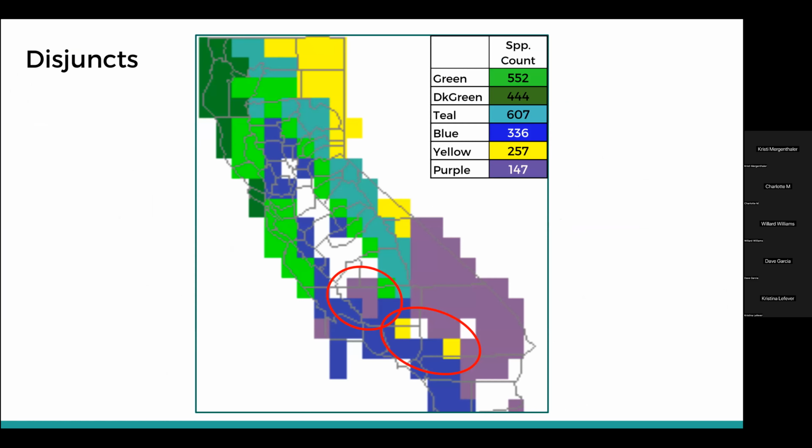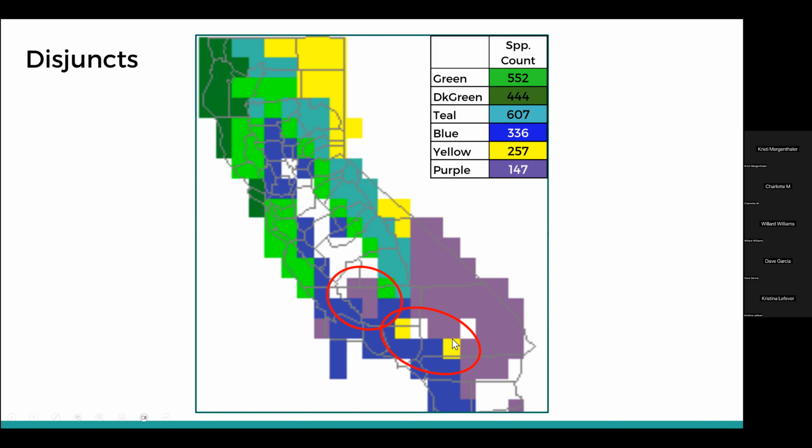It's also interesting to note that this figure has shown some disjuncts within California. The first one I want to talk about is this Great Basin disjunct in yellow here. These two points pop up along, I believe, the San Jacinto Mountains. I think it's a San Bernardino National Area. And this is this range that occurs in Southern California.